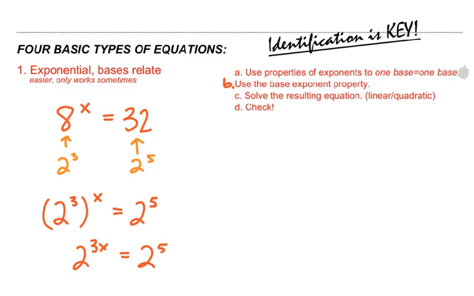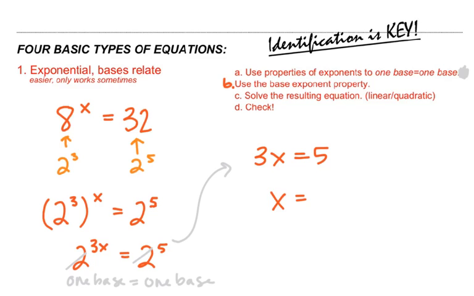So now that I have 1 base equal to 1 base, I can drop the base on either side and just let those exponents be equal to each other. So this would become 3x equals 5, or x equals 5/3. Okay, so if we use our properties of exponents, we can simplify it and create a pretty easy to solve, generally linear or quadratic equation.